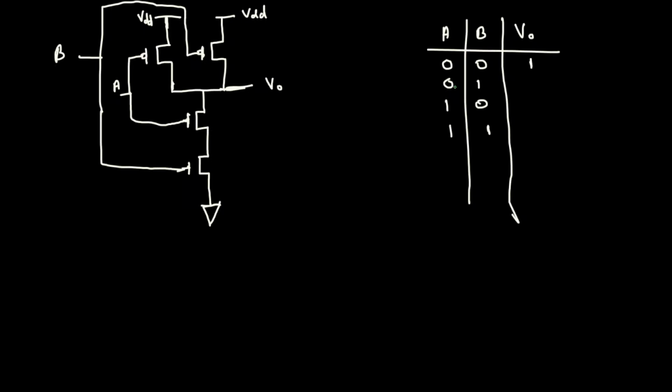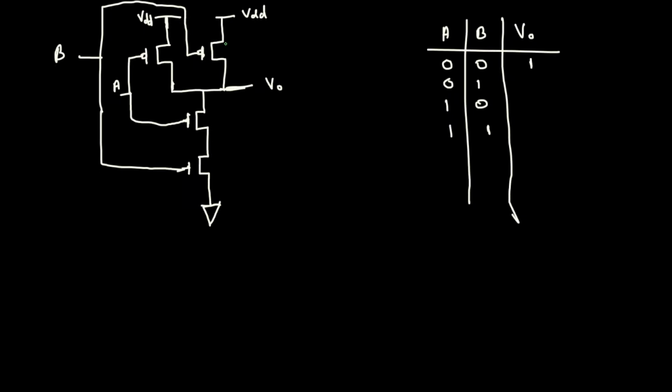And A is 0, which means this one is turned on, and B is 1, which means this is turned off right here. So this is open circuited right now. And what about this one here? If we look at 0 1, A is 0, which means this is open circuited for the NMOS, and this one is short circuited, but this one doesn't matter. The only thing that matters is, do we have a connection between VDD and VO? Yes, we have one connection.